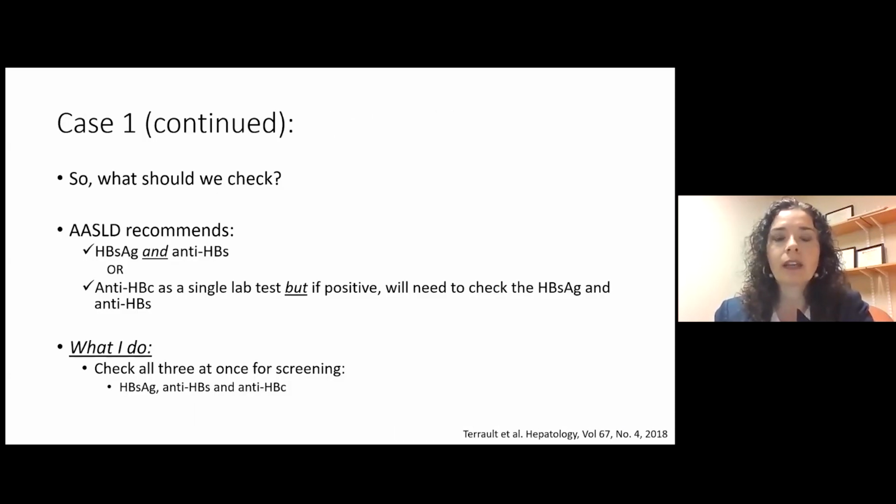Well, the AASLD recommends that you check for hepatitis B surface antigen and the surface antibody when screening for hepatitis B. The antibody to the core antigen is a single lab test that can also be used, but if it's positive, you will need to secondarily check either the surface antigen or the surface antibody to establish what their status is. Personally, what I check is all three at once for screening because it obviates the need for patients to come back a second time, and that includes the surface antigen, the surface antibody, and the core antibody.